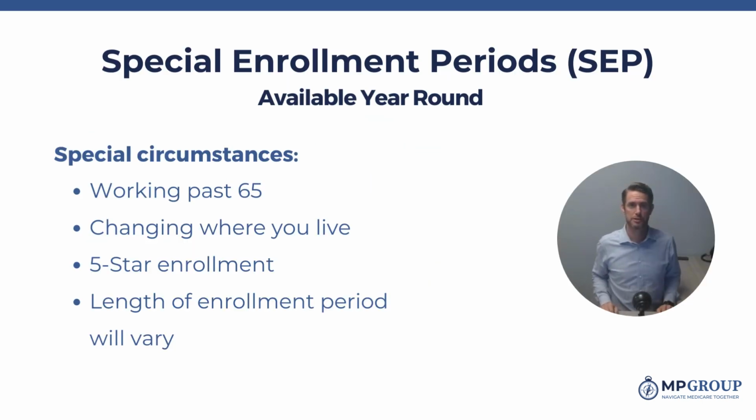For special enrollment periods, these are available year-round. Very frequently, you're working past 65. That's going to be a time when you're going to delay Medicare Part B especially, and use a special enrollment period any month of the year later on to get enrolled in Medicare. If you change where you live, if there's a 5-star plan, if there's some other factor that impacts you, could be weather, could be a FEMA disaster, COVID was an example. So there are special circumstances, and those SEPs are year-round.